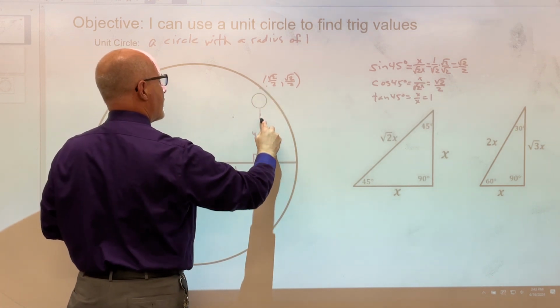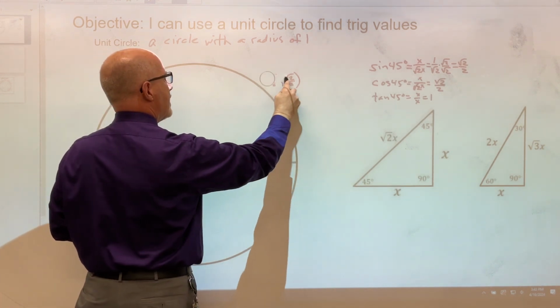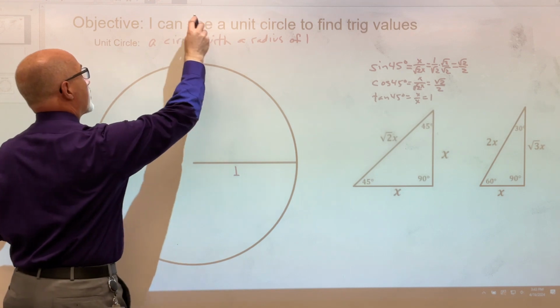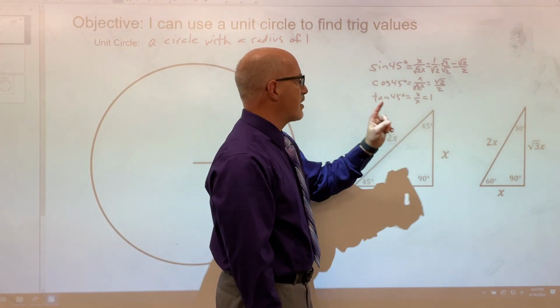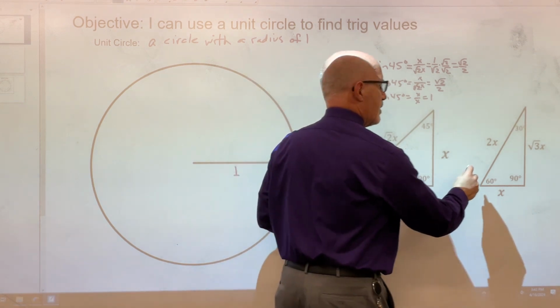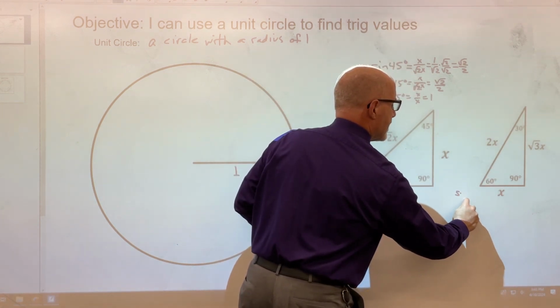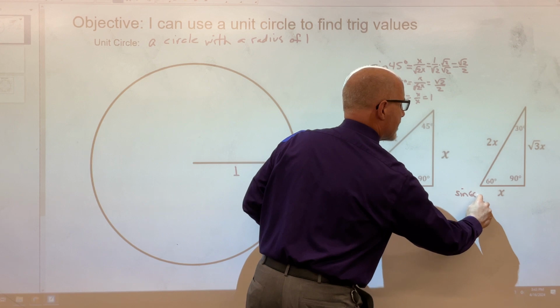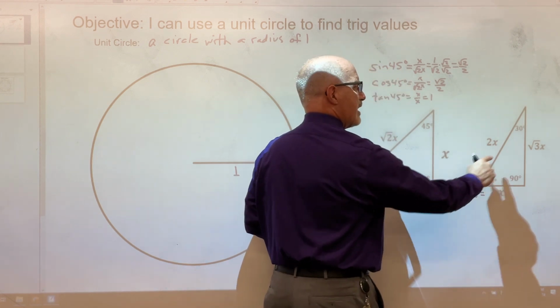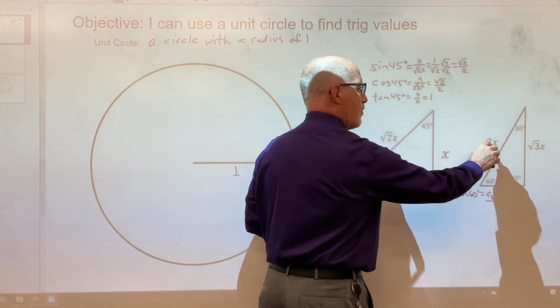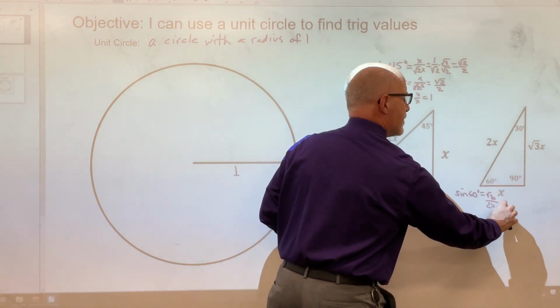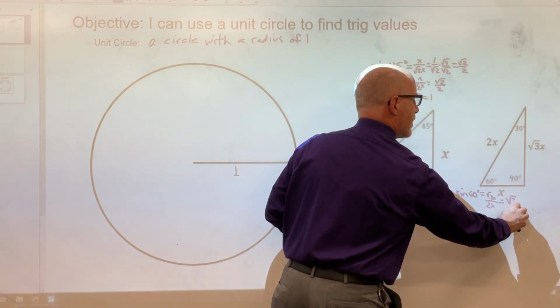Now we're going to see something very similar happen with the 60-degree angle. Let's get rid of our 45, 45, 90 and do our 60-degree angle. Let's do sine of 60. That's going to be the opposite, which is square root of 3 times x over 2x. The x's get rid of each other, and you end up with the square root of 3 over 2.